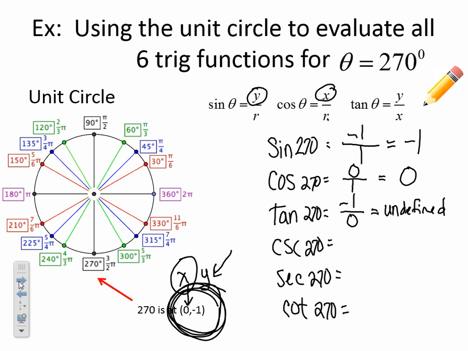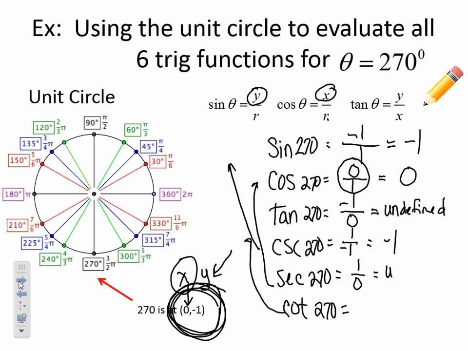Now let's do cosecant, secant, and cotangent. If you remember, those are just the reciprocals of those guys up there. They have relationships. So the cosecant would be the reciprocal of the sine, so I'd have 1 over -1, which is still -1. The secant is the reciprocal of the cosine, so let's go back to our cosine fraction, flip that over, 1 over 0, uh-oh, that's now undefined.